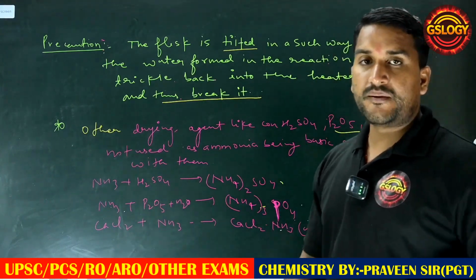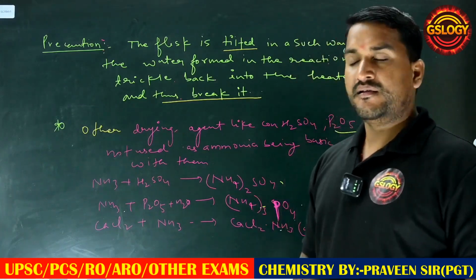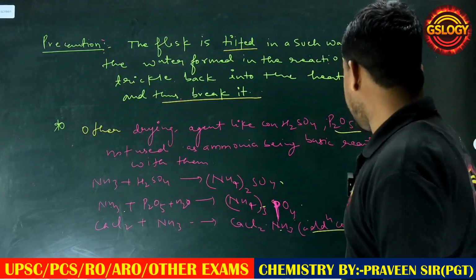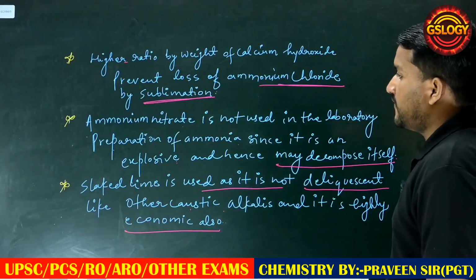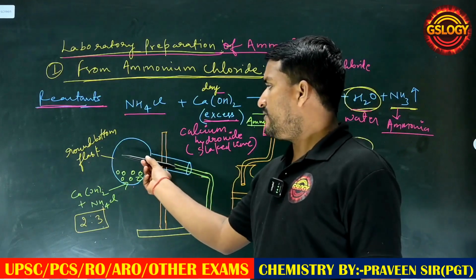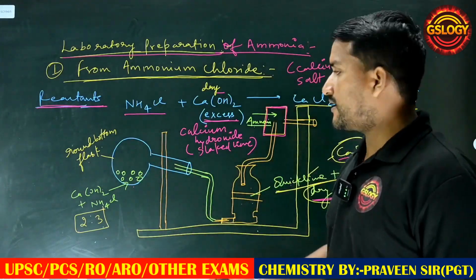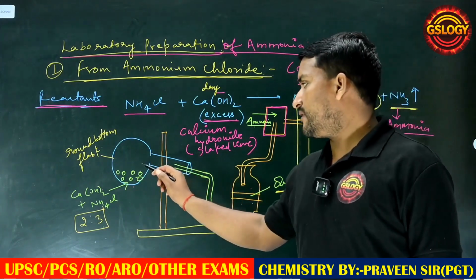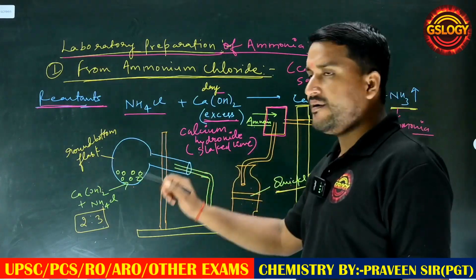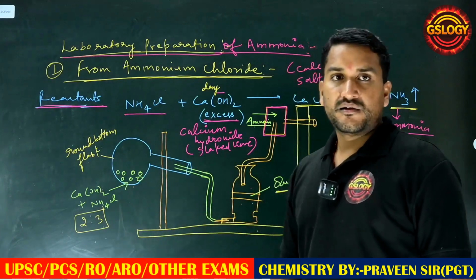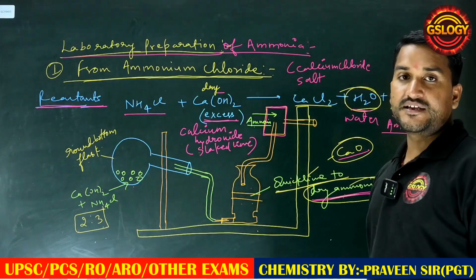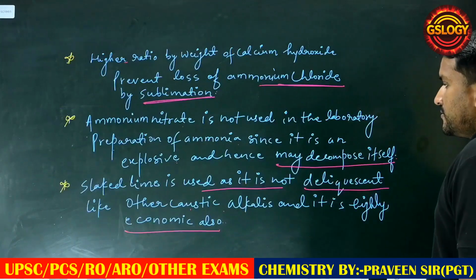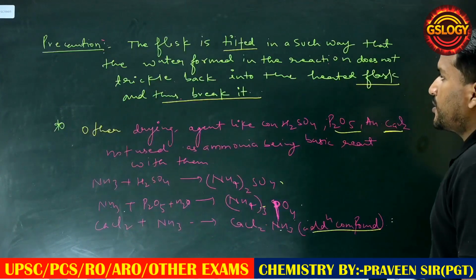Clear? So for this arrangement for the production of ammonia gas, the round bottom flask, how do we keep it? We keep it tilted, slanted, because when the water forms, it does not go back to the heated bottom flask, otherwise it will break it. So always keep in mind this precaution.